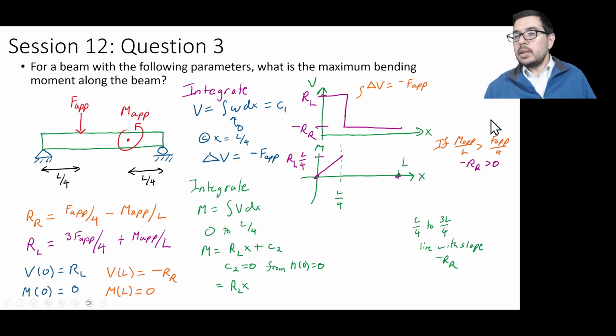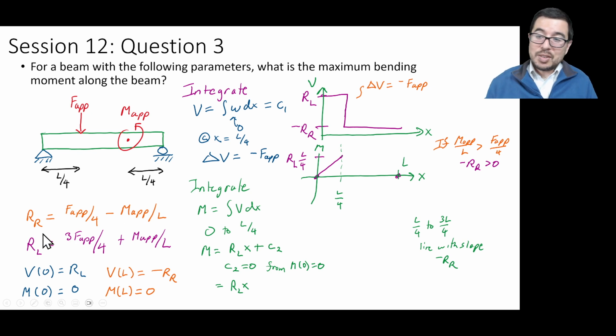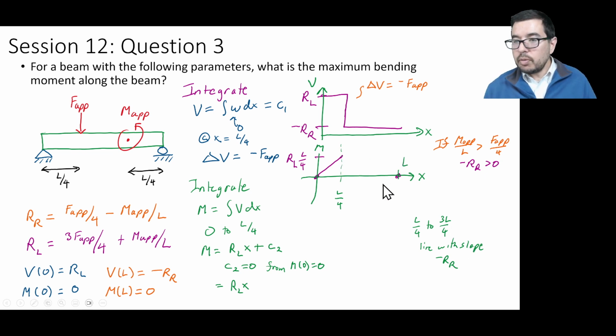Well, if we come back to the condition that we described, we have M app over 4 is greater than F app over 4. So RR, if you have M app greater than F app over 4, that means that RR would be a negative value, but it's minus that. So that means that it's going to be positive. So the slope from here to about 3L over 4 also has to be positive.